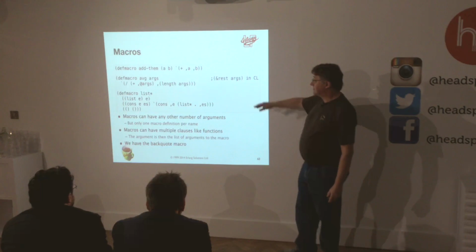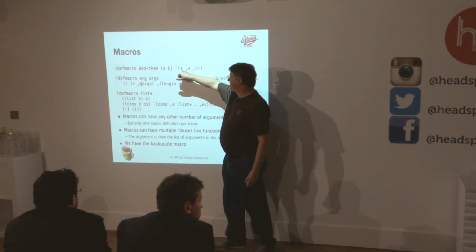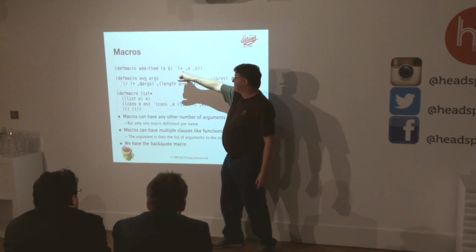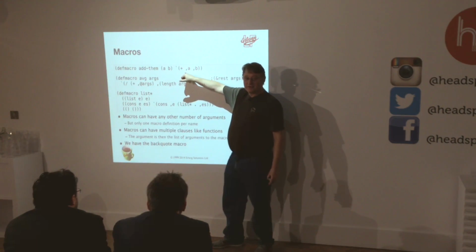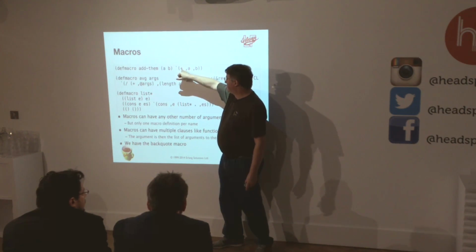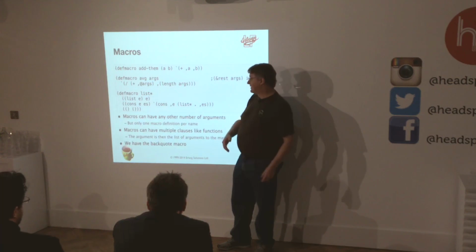So yeah, I can define a macro, add them here, which takes 2 arguments and returns a form plus AB. This is something called the backquote macro, which does quoting and expanding in one package, and says, yes, build a list with a plus here and the value of A and the value of B. This just expands to that.